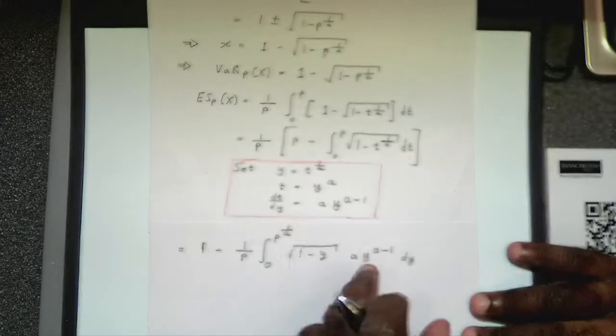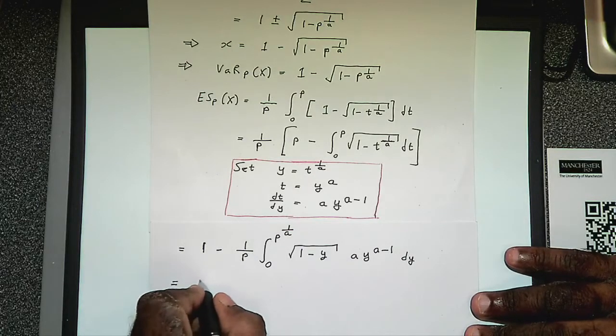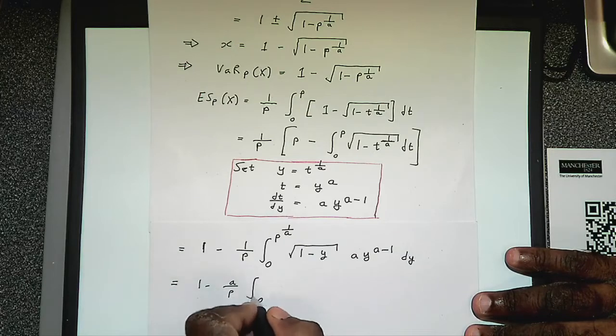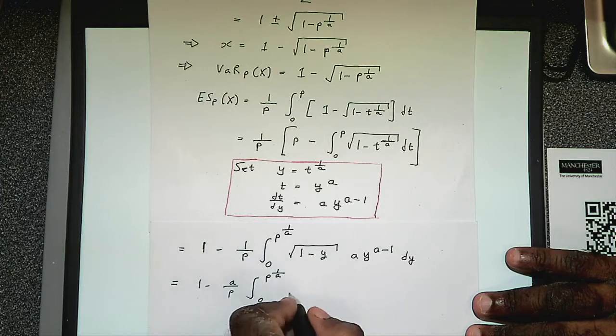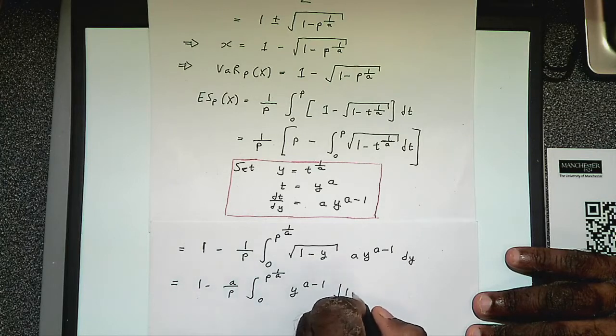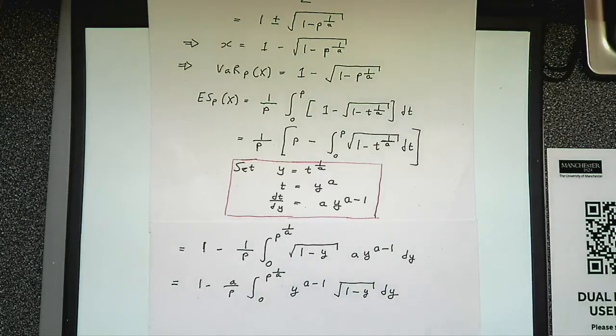Now a is a constant, so you can pull it outside. So this becomes 1 minus a over p times the integral from 0 to this. Now this integral should be familiar to you. Remember the example that I just did a couple of, well, this example.